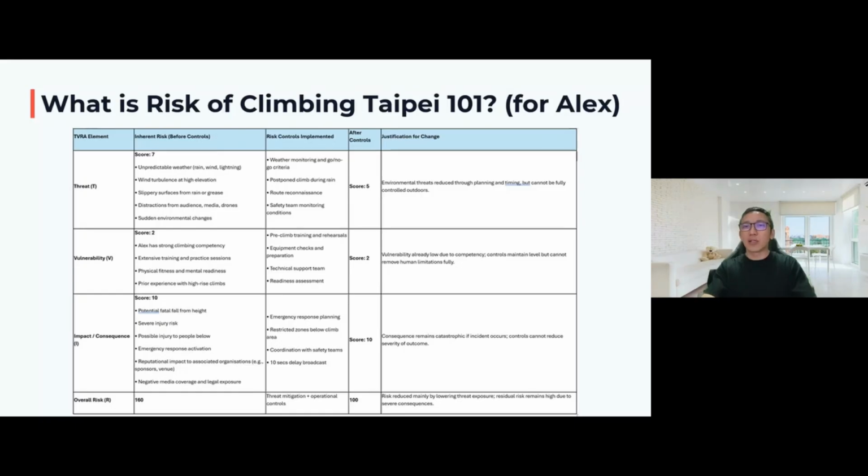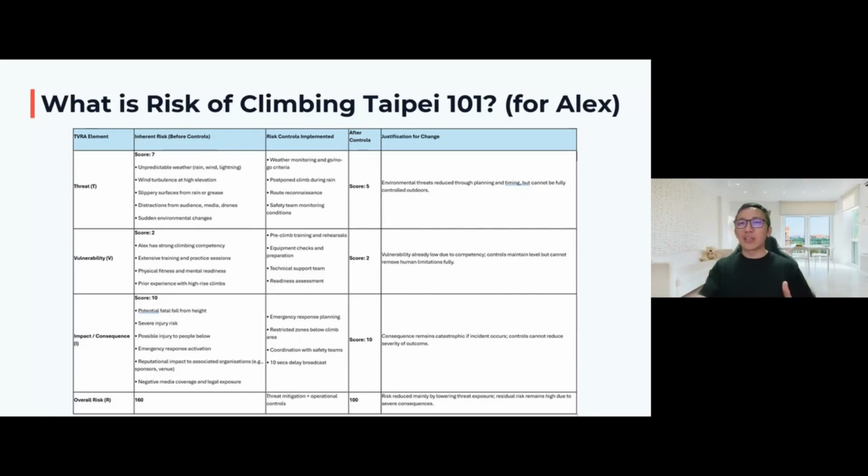Let's look at the next one, vulnerability. Vulnerability in this context refers to internal. That's what I say, external, internal. Internal means Alex himself. Alex has strong climbing skills. He has been climbing mountains, and this is not the first time he's doing free solo climbing. But for a skyscraper, it's his first time. He's been doing a lot of mountain climbing, solo climbing, and he has climbed even higher than Taipei 101.